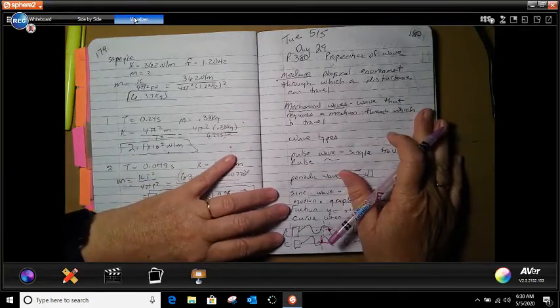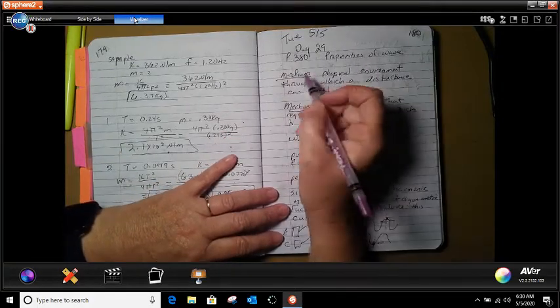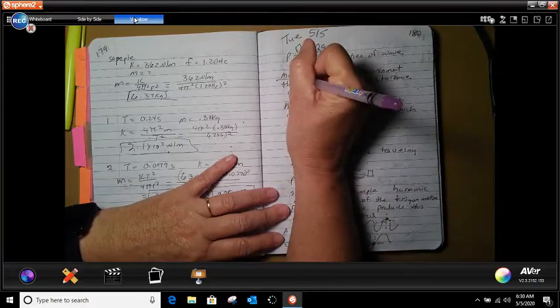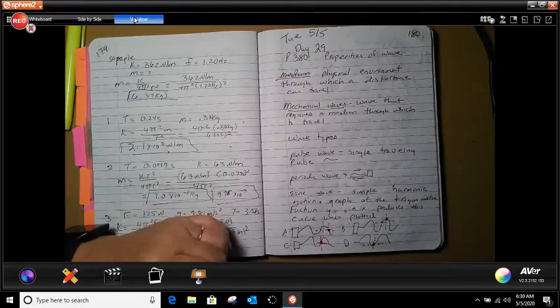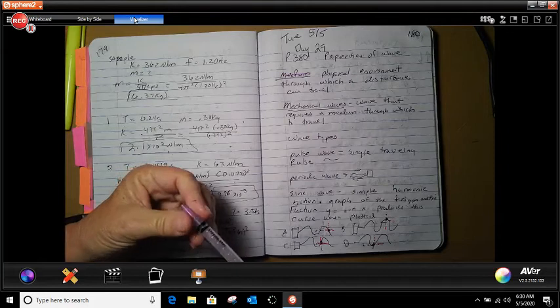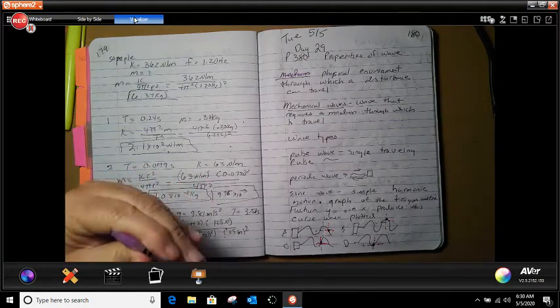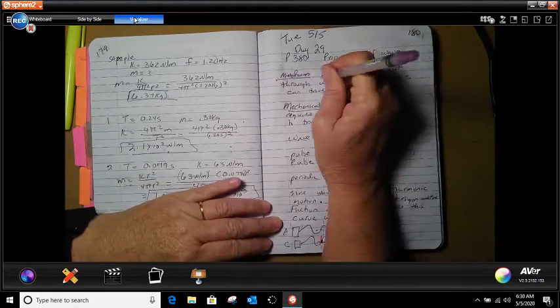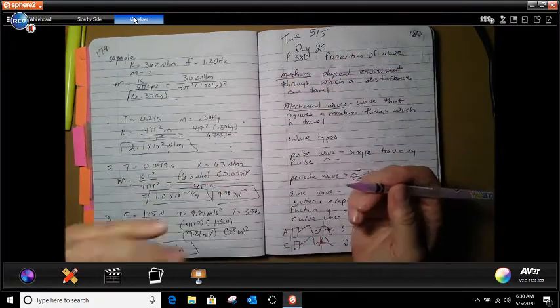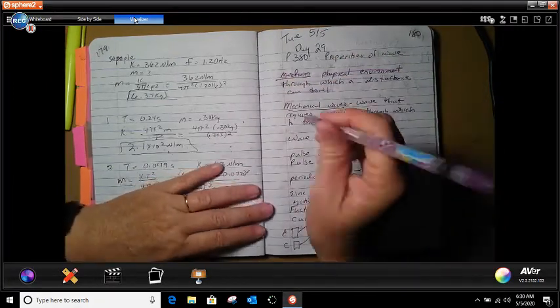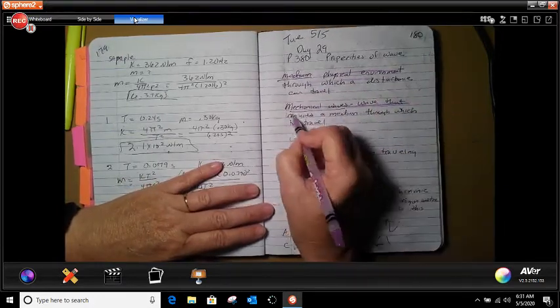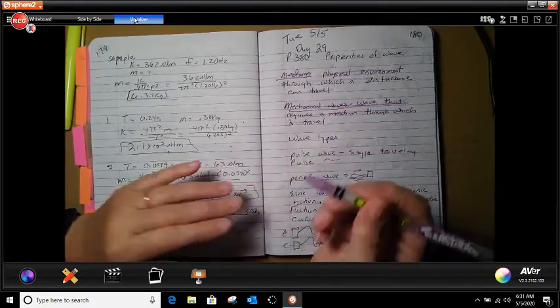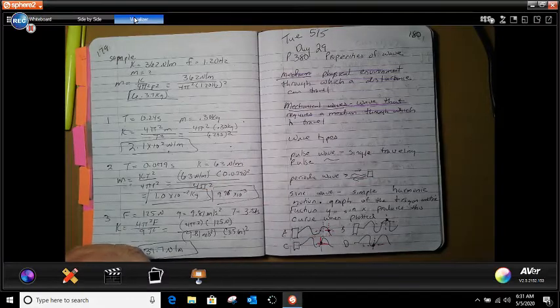Okay, so in here we have some definitions that we need to know, and what a medium is. A medium is a physical environment through which a disturbance can travel. For example, air or water would be a medium. A mechanical wave is a wave that requires a medium through which it needs to travel. Sound has to have a medium. For example, sound in space would not have a medium, so it would not produce a sound.